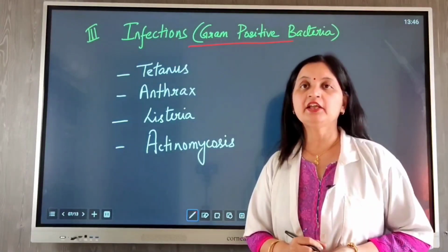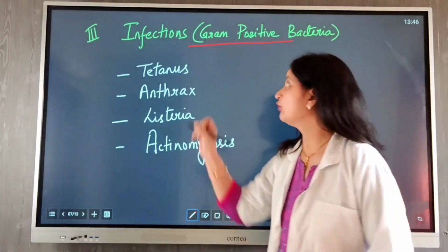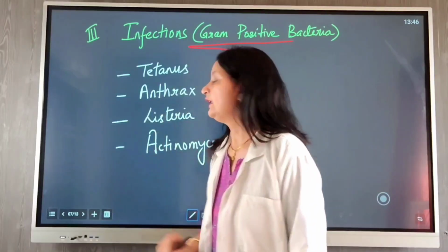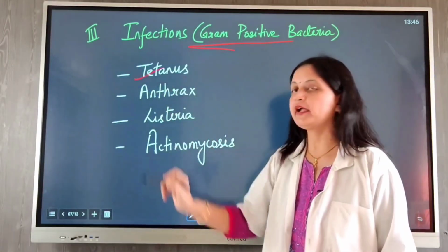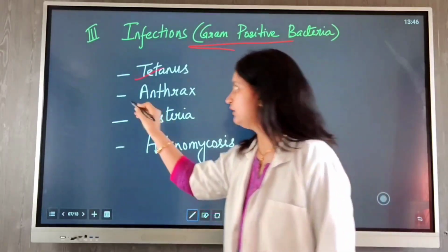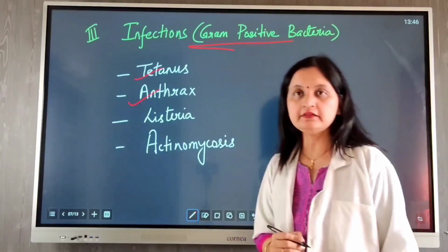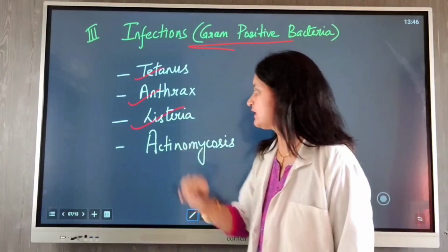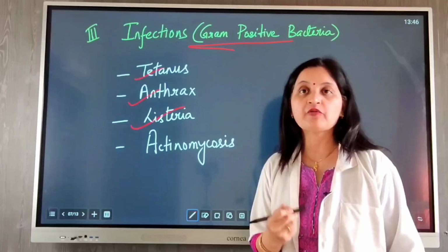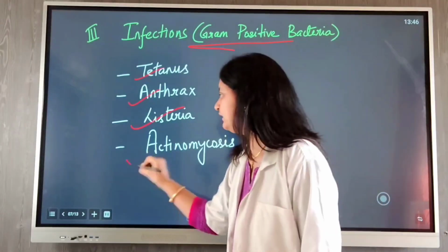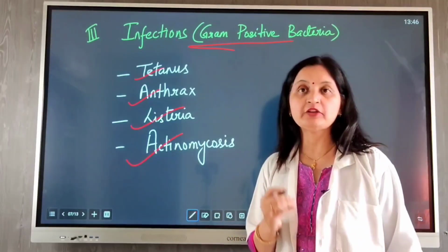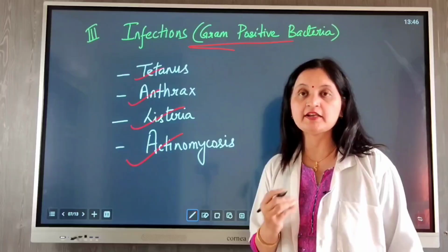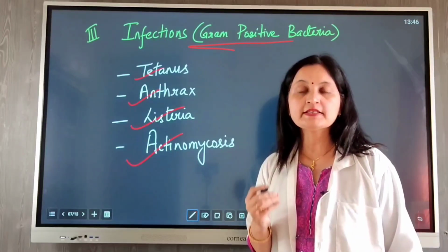Now the next category includes infections caused by gram-positive bacteria, and these are tetanus, which is caused by Clostridium tetani, anthrax, which is caused by Bacillus anthracis, listeriosis, which is caused by Listeria, a gram-positive bacterium, and actinomycosis, which is characterized by thoracic and abdominal lesions, and it is caused by Actinomyces israelii.